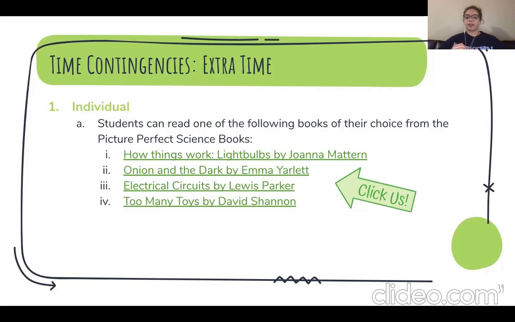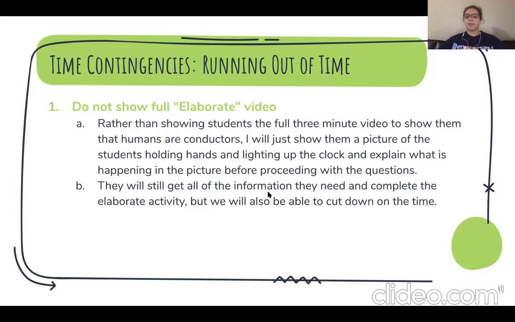Something you can do with extra time for an individual student is have them read one of these Picture Perfect Science books. There are some links here that you can access, and they all bring you to an Amazon page with these books that I would have out for my students. And if you're running out of time, instead of showing the video in the elaborate section, you could just show a picture and explain what's happening in the picture. That way you don't have to go through a whole 2-minute video. They'll still get the information they need, and we'll be able to cut down on time.